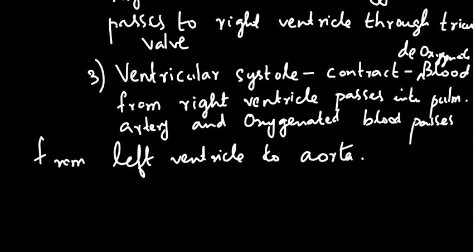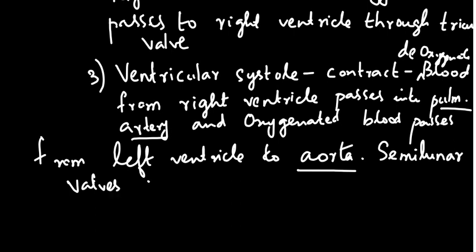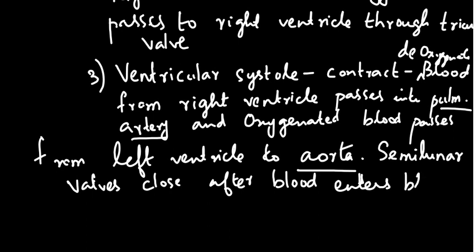Now both the blood vessels, whether it is the pulmonary artery or the aorta, have semilunar valves. Once the blood enters the respective blood vessels, the semilunar valves will close, after the blood enters the pulmonary artery and the aorta.